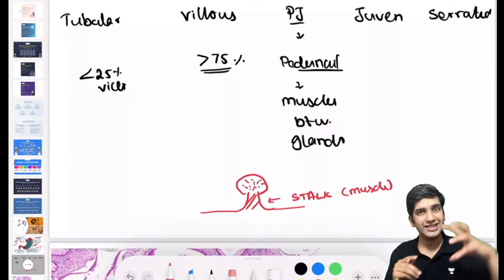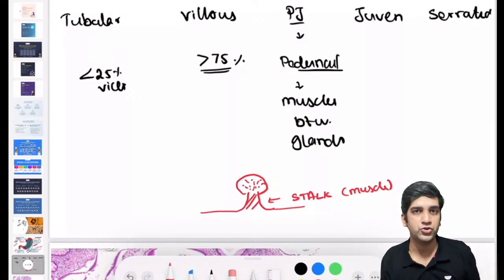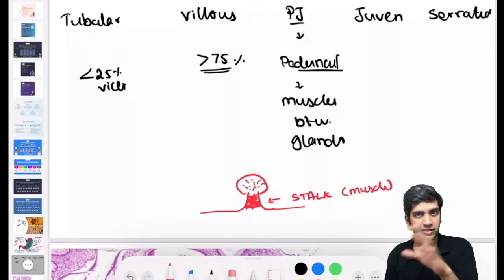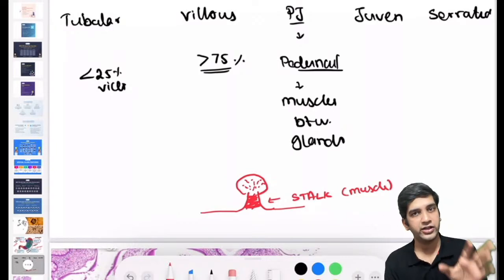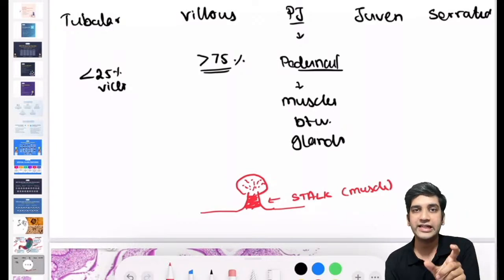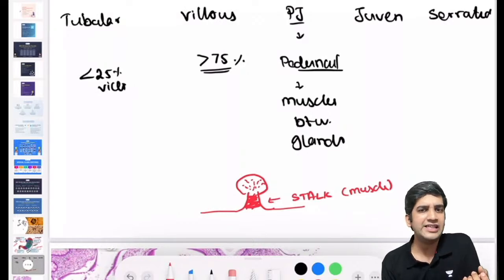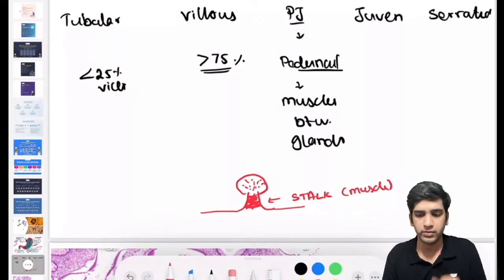When I see muscle in the substance of the polyp, I'll call it Peutz-Jeghers syndrome, not in the stalk. In the stalk, for every polyp, if it has a stalk, if it's pedunculated, you will have muscle, right? That's the only difference. Don't overthink and call a villous adenoma because you see muscle as a Peutz-Jeghers polyp. It should be between the glands. Glands are something you can easily pick up, so definitely you won't have a problem.